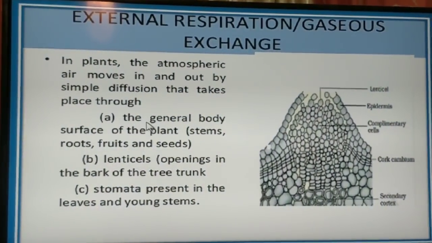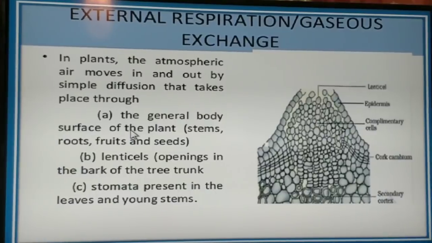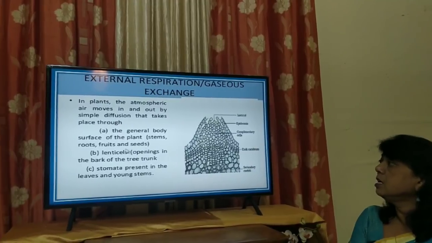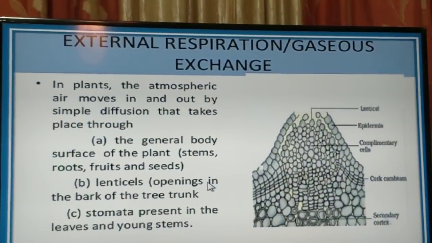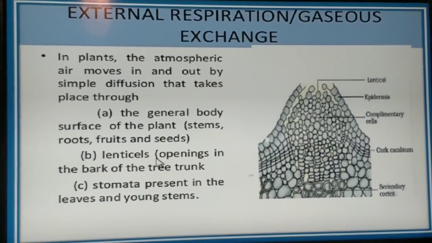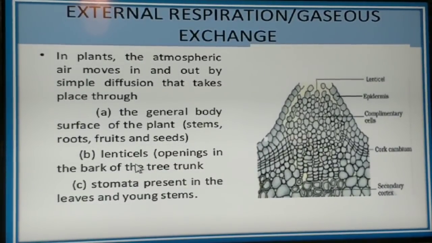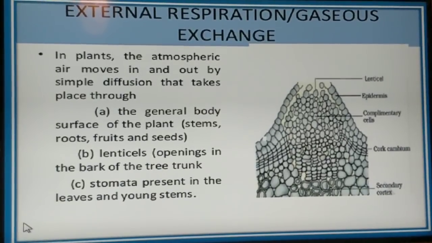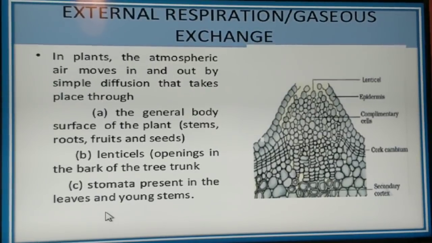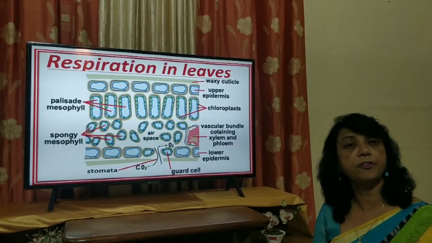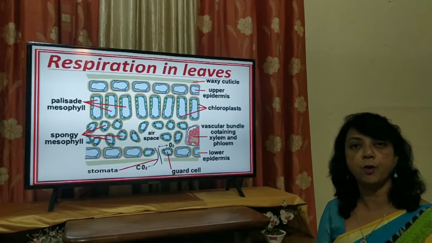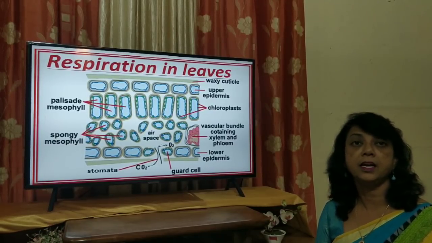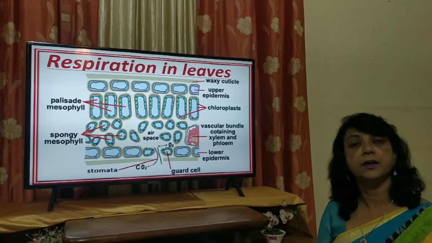That takes place either through the general body surface of the plant. General body surface means the outer body covering of the plant, that is the stems, the roots, fruits and seeds, or through lenticels, which are openings in the bark of the tree trunk, or through stomata present in the leaves of young stems. Different parts of a plant have different methods of obtaining oxygen and carbon dioxide. Let us see how the leaves of a plant respire.